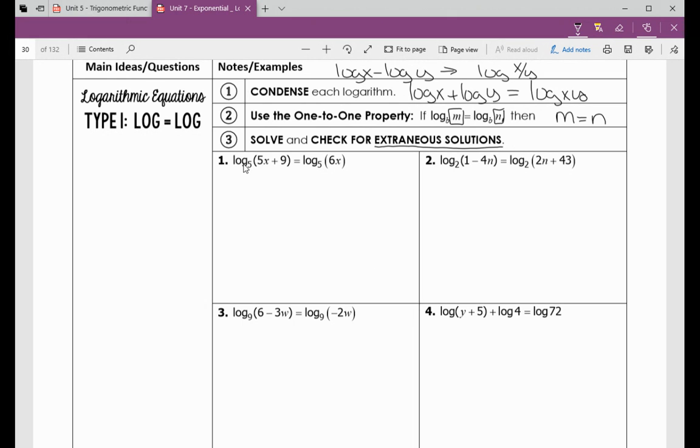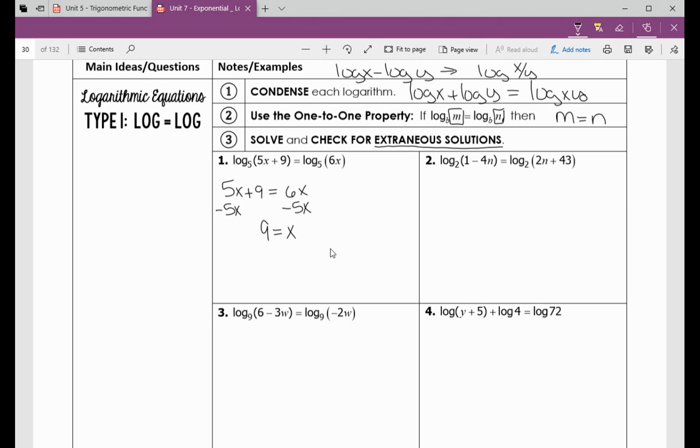I have a log base 5 of something equal to another log base 5 of something. So basically what I do is I drop the log base 5s and I set 5x plus 9 equal to 6x. And then I solve that equation for x. So I'm going to subtract the 5x. That gives me 9 equals x.